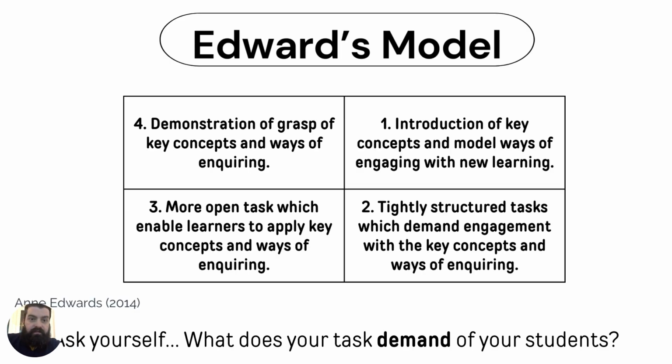Another way to think of that is the Edwards task design model. You're working through from quadrants 1 to 4. One is the introduction of key concepts and the key knowledge. Two is developing those really tight, structured learning opportunities.